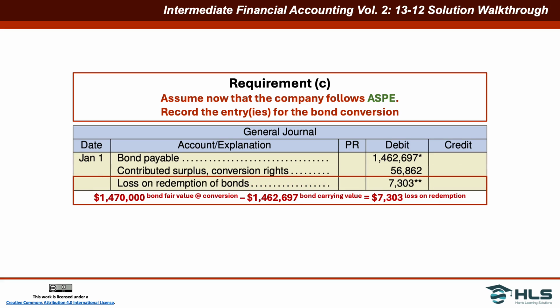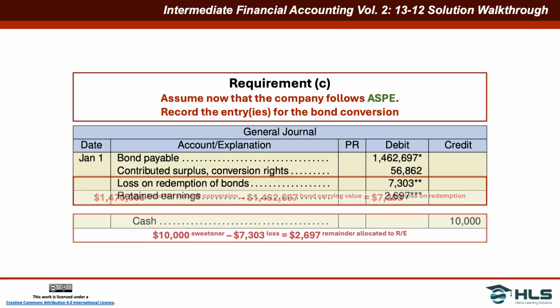Next, under ASPE, we have to determine if there is a loss and redemption of the bonds. So in this case, at the conversion date, the fair value of the bonds is $1,470,000. And if the carrying value is $1,462,697, that means that there is a $7,303 loss on redemption. So we're going to debit a loss on redemption of bonds account for $7,303. Now we can deal with the cash sweetener. So we'll credit cash of $10,000. And the difference between the cash amount and the loss on redemption we just calculated is a difference of $2,697, which goes directly to retained earnings. So we're going to debit retained earnings for $2,697.